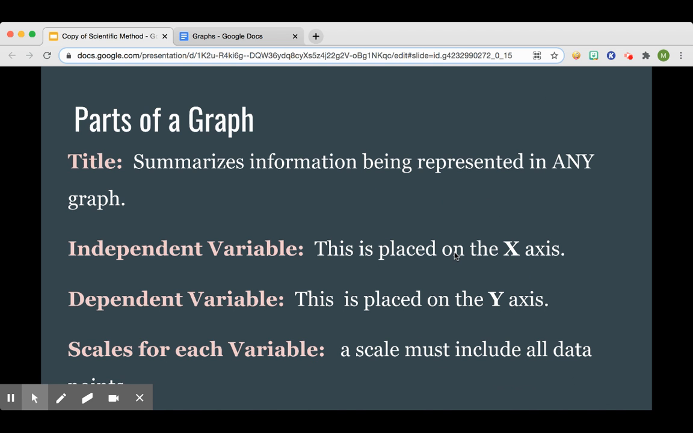Okay. And then we have the parts of a graph. So after you copy down the definitions from the last slide, you can pause and copy down these ones. So we have a title, which summarizes the information being represented in any graph. The independent variable is on the x-axis, and the dependent variable is on the y. So again, we see these words that we have to know how to determine what they are in our experiment so we know where to put them on a graph. And then scales for each variable, and a scale must include all data.